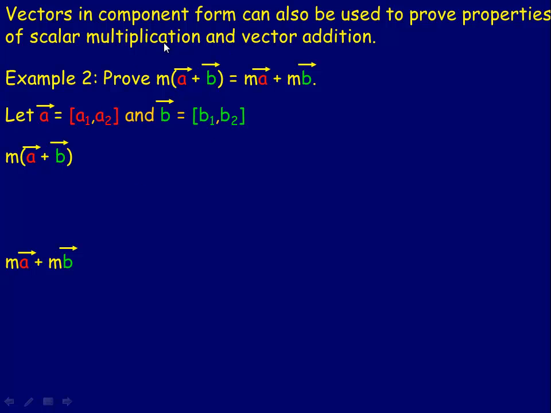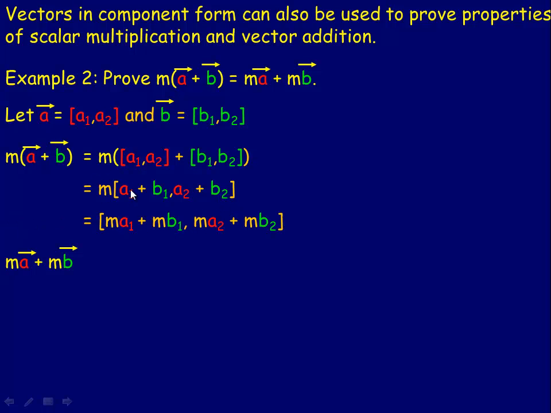What I'm going to do is evaluate the left side and the right side and show that they are equivalent. So m times (a plus b), the brackets mean that you add a and b first. So here's the same brackets here. We're going to add vectors a and b. The m will get expanded in later on. So to add vectors a1, a2 and b1, b2, we go a1 plus b1, and that's the x component, and we add a2 plus b2, and that's the y component.